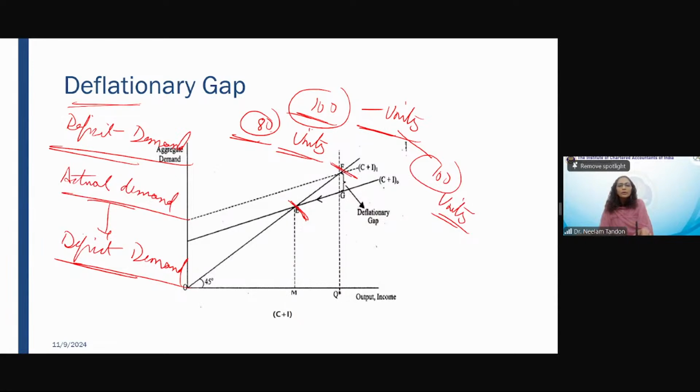Or overall output in the economy is how much? Overall output in the economy is OQ dash. Okay, output in the economy कितना है? OQ dash. But actual demand कितनी है market में? This one C plus I1. Okay, so C plus I0. So the demand in the economy is this. So equilibrium actually established क्या हुआ है? E पर. Output कितना है? Income कितनी है? OM.